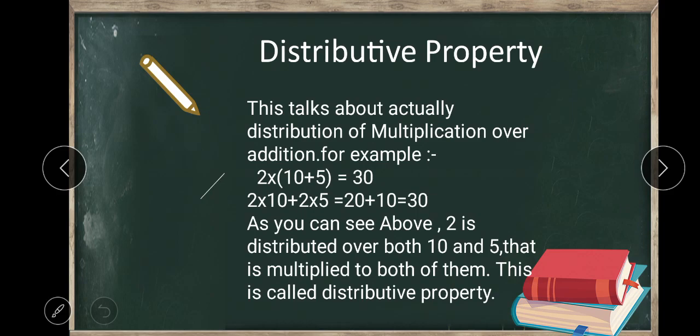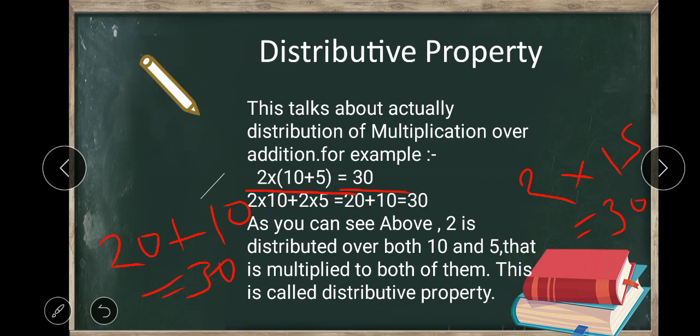Now the distributive property. This talks about the distribution of multiplication over addition. For example, 2 multiplied by 10 plus 5, that is 15, gives us 30. Now distributing 2 over the addition of 10 and 5, 2 into 10 which is 20 and 2 into 5 which is 10. 20 plus 10 is equal to 30 again. As you can see above, 2 is distributed over both 10 and 5, that is, multiplied to both of them. This is called the distributive property.